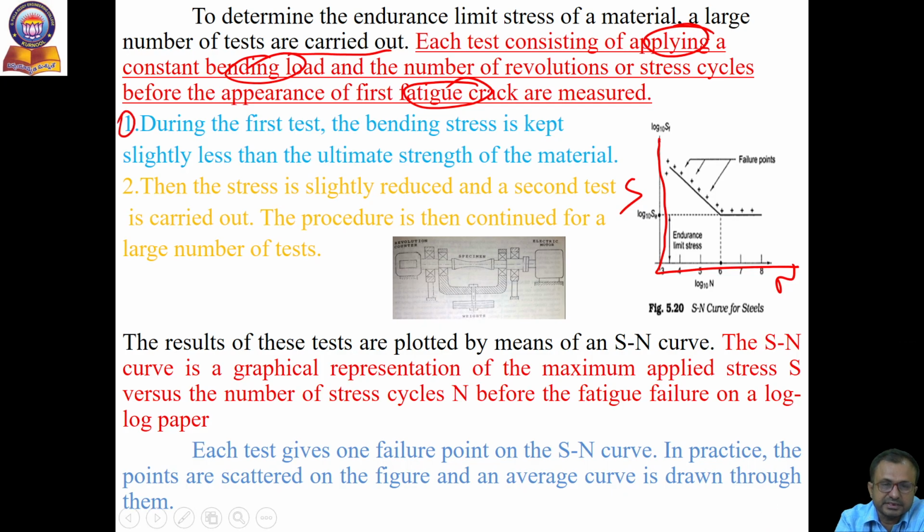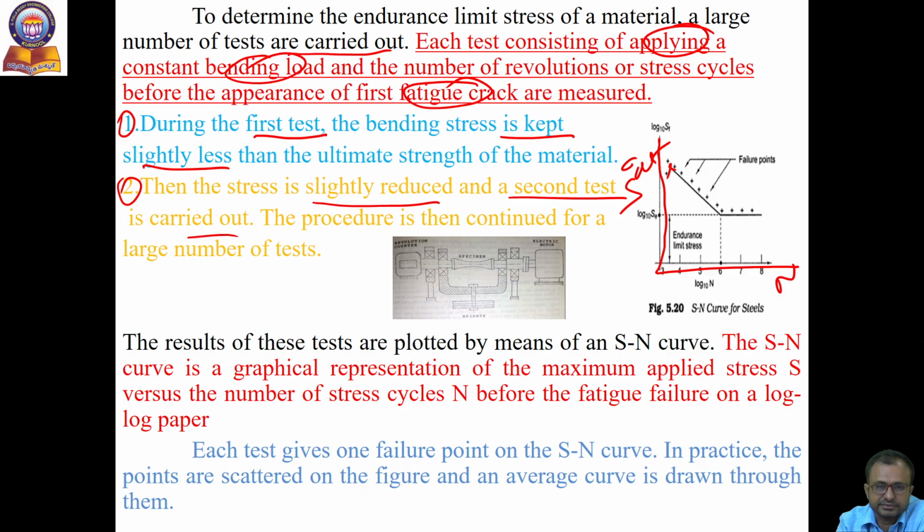In the first test, the bending stress is kept slightly less than the ultimate strength of the material. So first we take the ultimate strength of the material. Then we record the number of cycles to failure. Then we conduct the second test, in which the stress is slightly reduced. This procedure is then continued for a large number of tests. The results of these tests are plotted as the S-N curve.